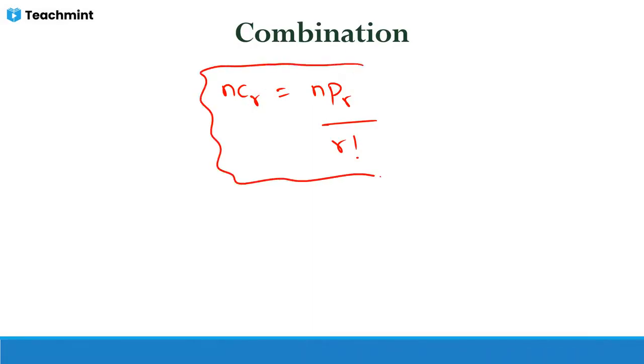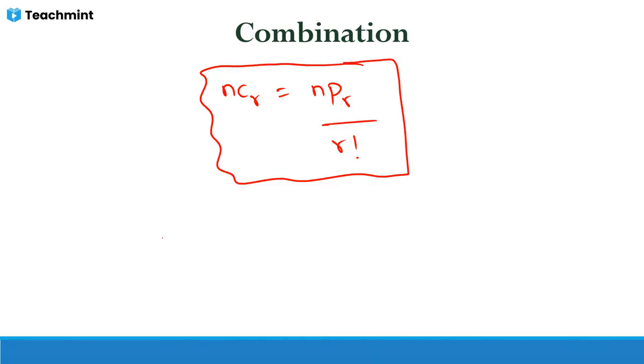Right. So guys, combinations, as we discussed earlier, a shortcut representation is nCr is nothing but equal to nPr divided by r factorial. We already discussed the relation between permutations and combinations. So nCr is nothing but equal to nPr divided by r factorial.